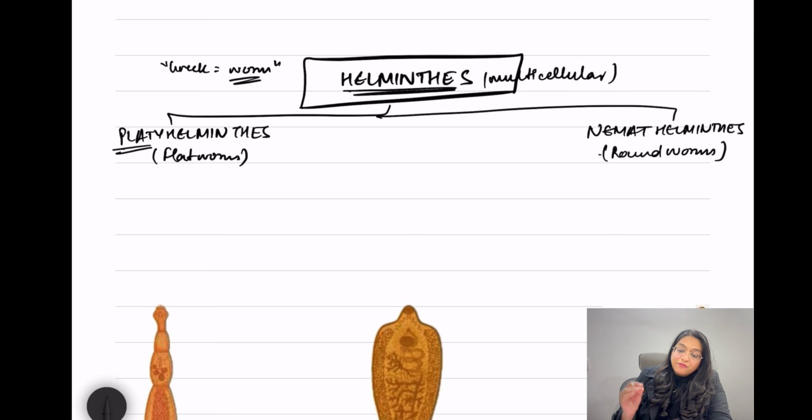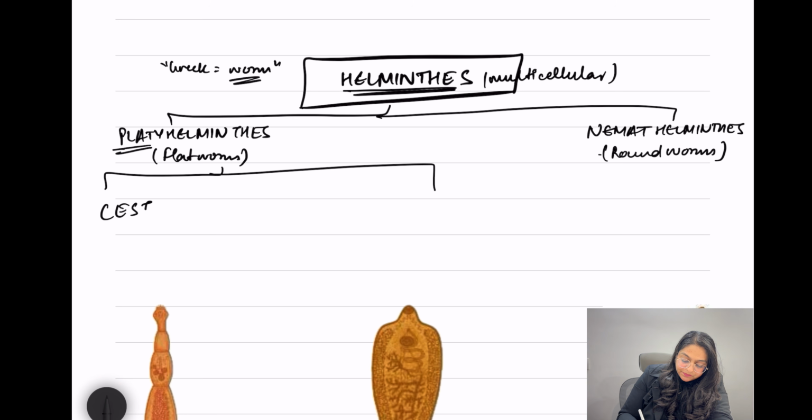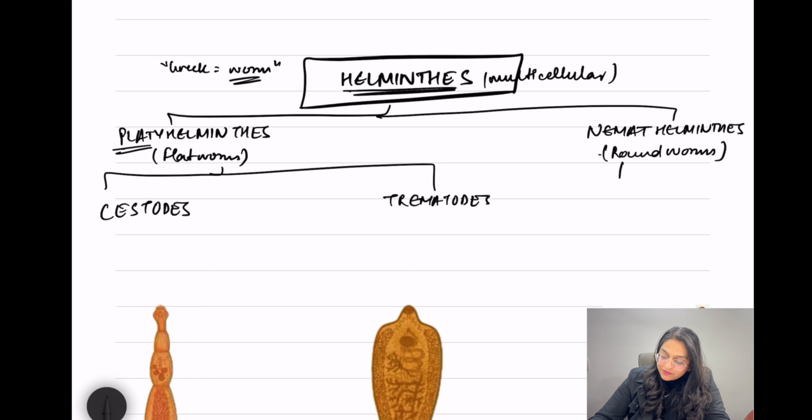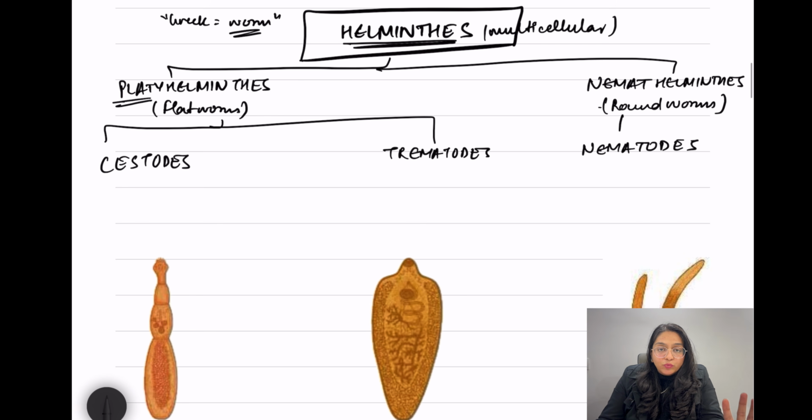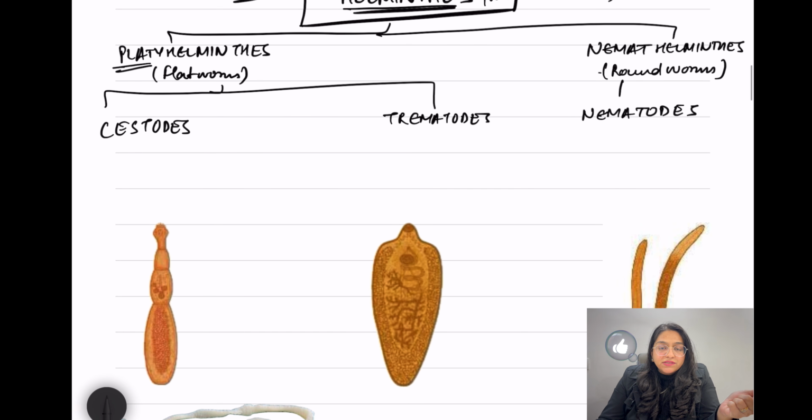Amongst the flatworms, you have two classes: cestodes and trematodes. And the nemathelminthes has just one, which is nematodes. So broadly, I want you to remember parasitology in four groups: protozoa, cestodes, trematodes, and nematodes. Cestodes, trematodes, and nematodes are helminths, and protozoa are unicellular and separate.